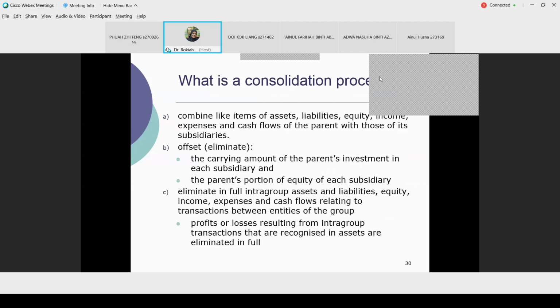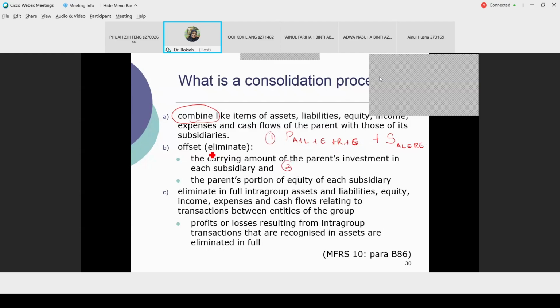Okay, the first thing we're going to look at is the process. The first step, you need to combine all the assets, liabilities, equity, income, expense and cash flow of the parent with its subsidiary. All the items that you have: the parent's assets, liabilities, equity, revenue or income, and the expenses need to be totaled up or added together with the subsidiary's assets, liabilities, equity, revenue, and expenses. You need to add them together; that's the first step.